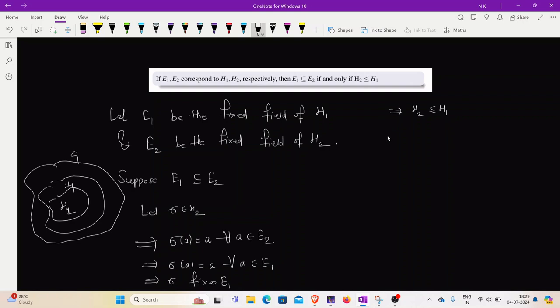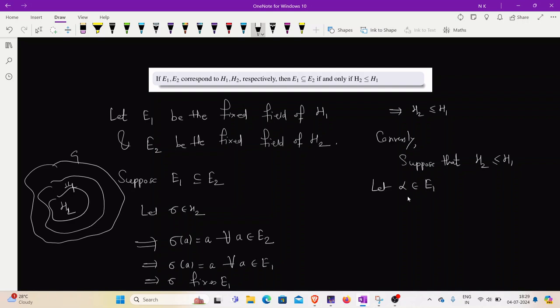Now conversely, we can prove that. Conversely, suppose that H2 is a subgroup of H1. I want to prove that E1 is contained in E2. So let alpha belong to E1.